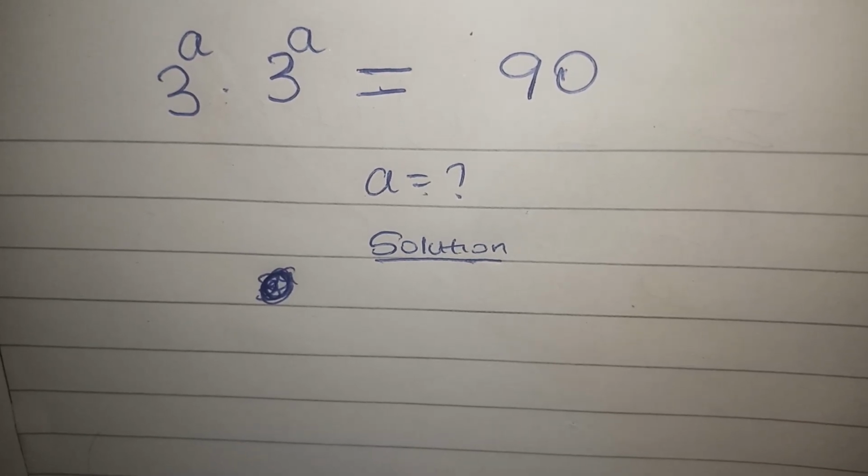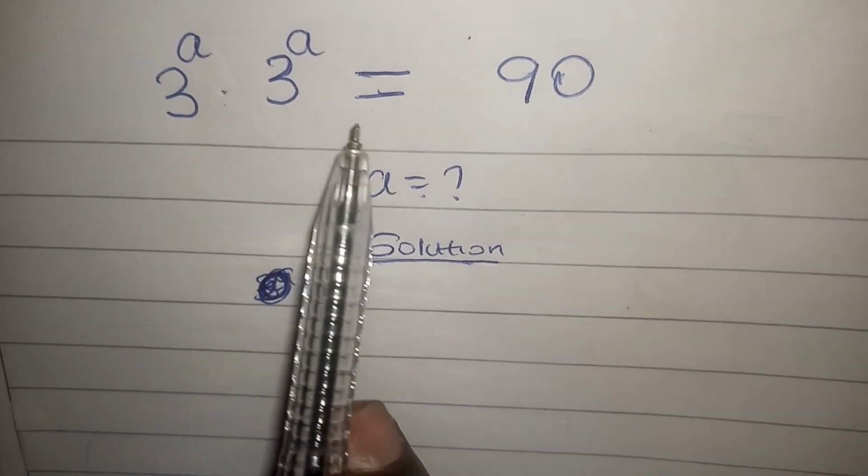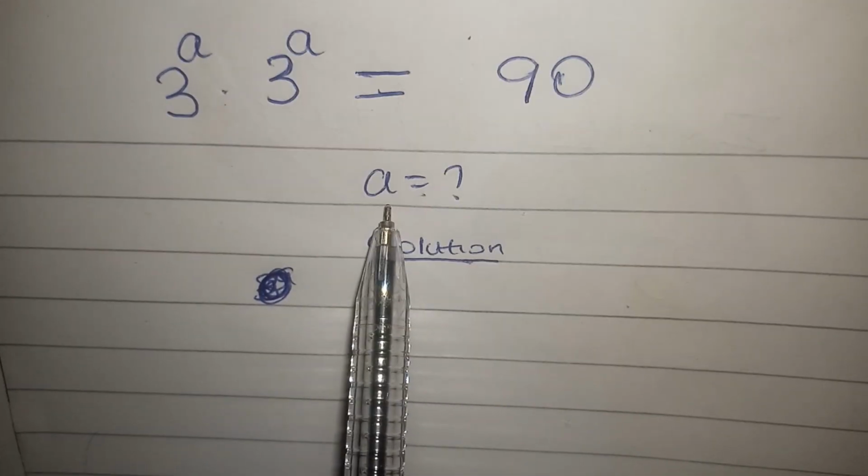Let's provide a solution to this challenge, which is: 3 to the power of a times 3 to the power of a is equal to 90. What is the possible value of a?